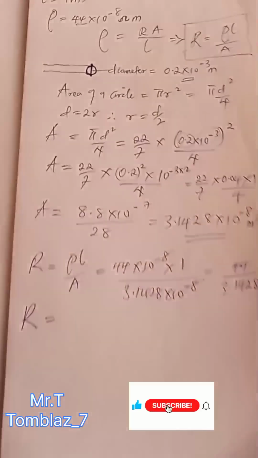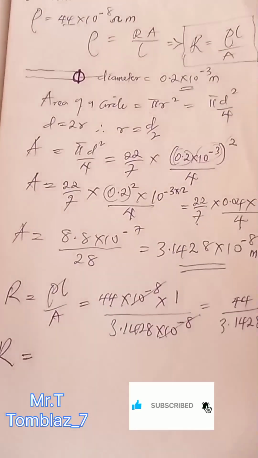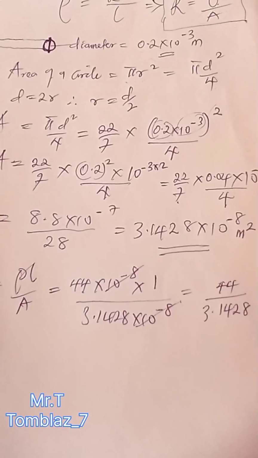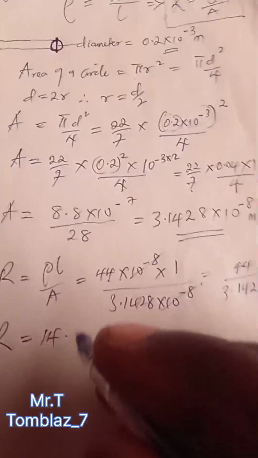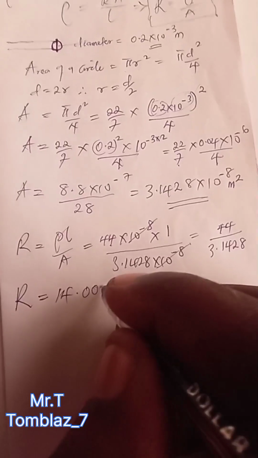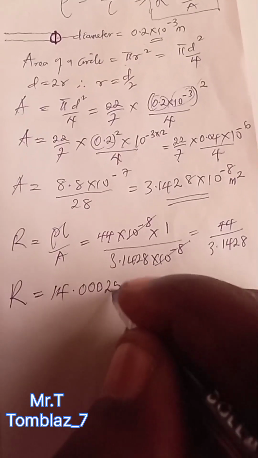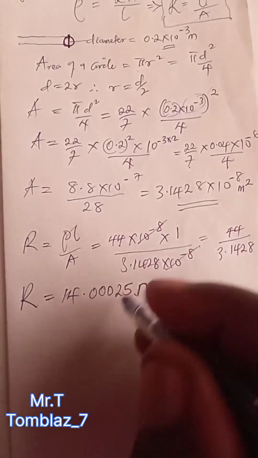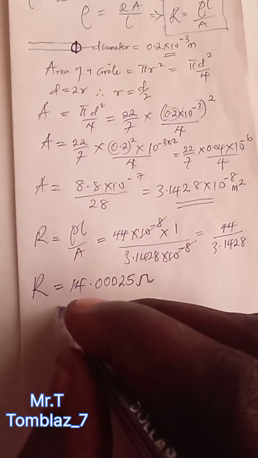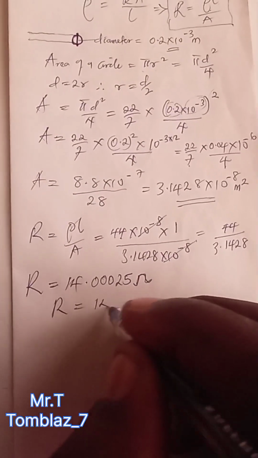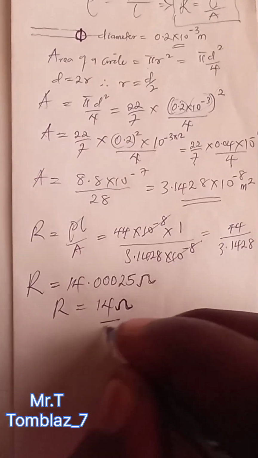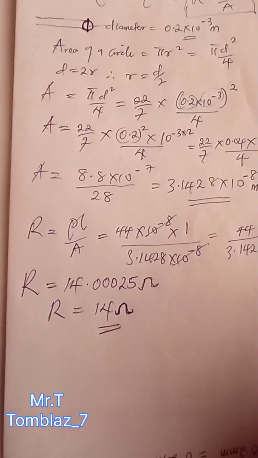So let's divide 44 by 3.1428. We have 14.00025 ohms. Resistance does not have this kind of crazy value. So our R is equal to 14 ohms. So that's the value of our resistance.